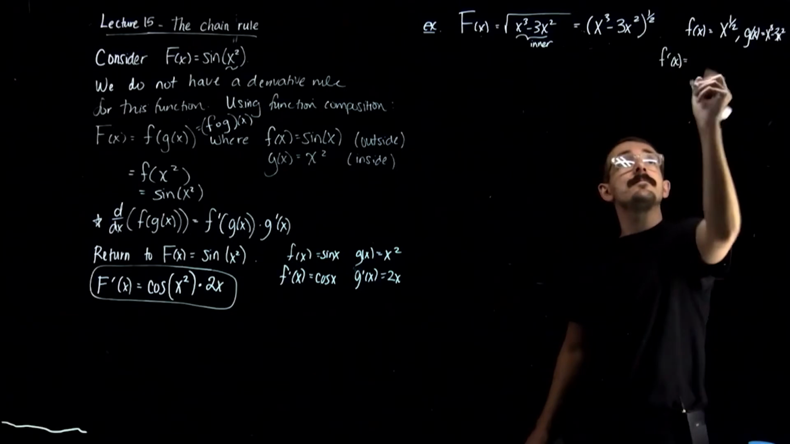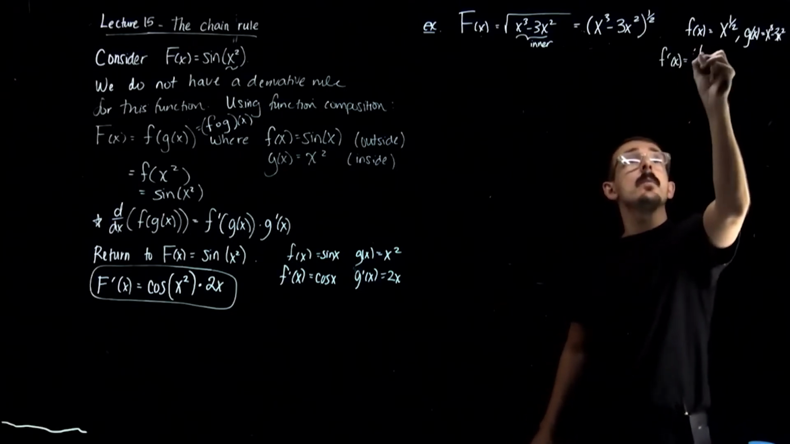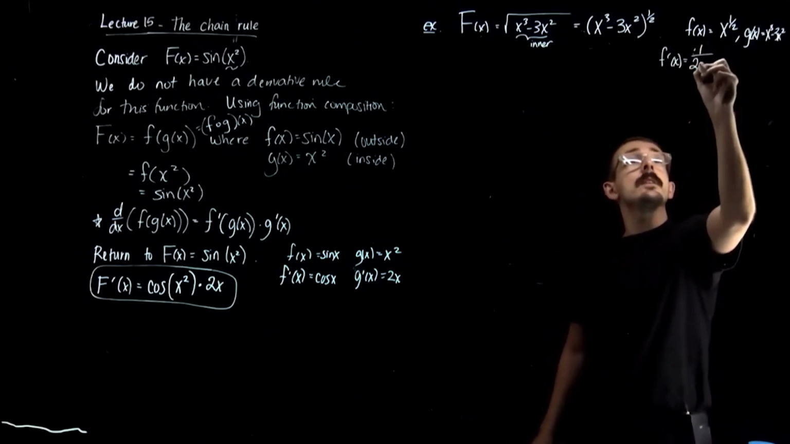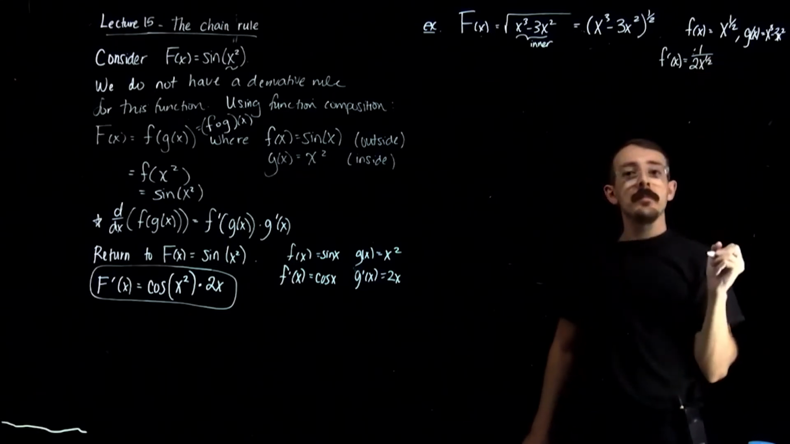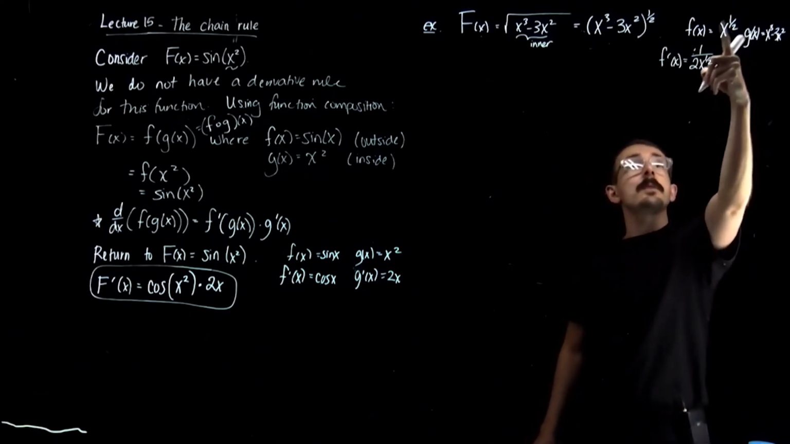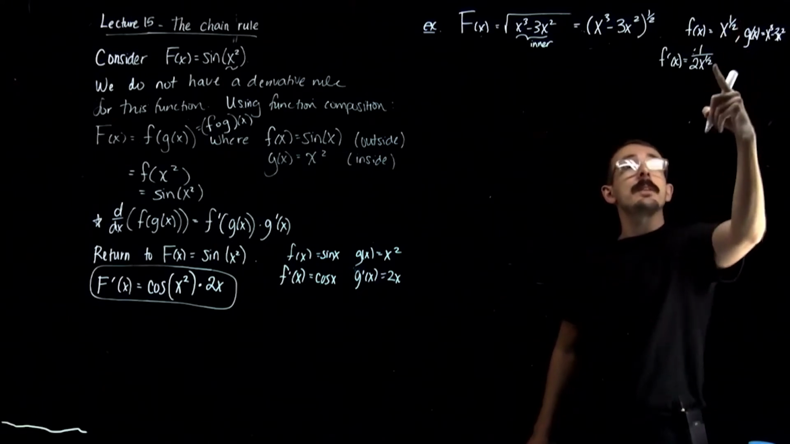Then the derivative of the outside function is 1 over 2 x to the 1/2. So I got that by doing the power rule. You bring the 1/2 down, subtract 1 from the power, it's now a negative 1/2.